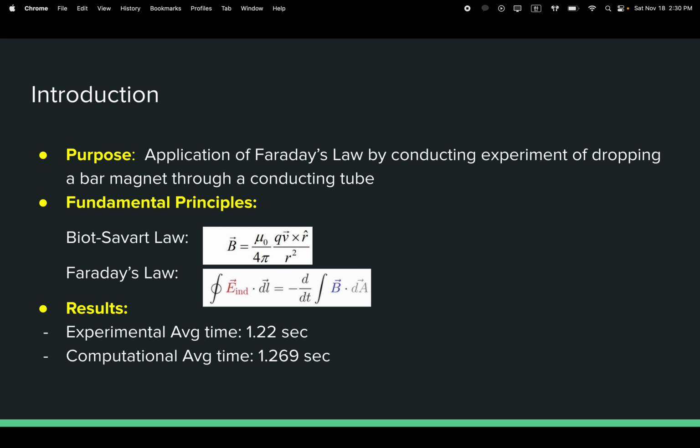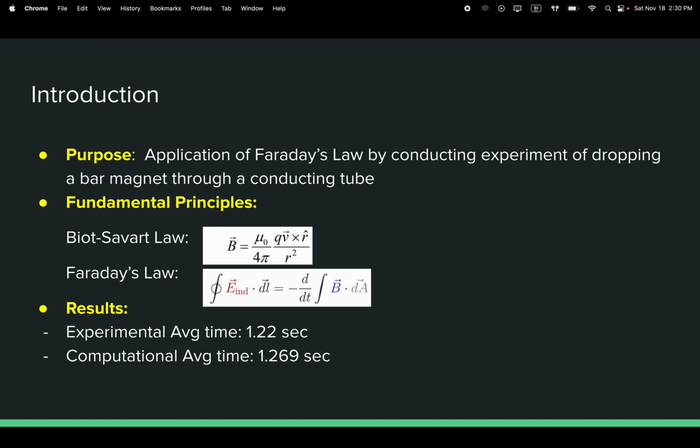The purpose of this lab is to apply Faraday's law by conducting an experiment of dropping a bar magnet through a conducting tube. There are two fundamental principles I'll be using. The first one is the Biot-Savart law, which calculates the B field, the magnetic field, and Faraday's law, which will be calculating the d flux dt, and we will use Faraday's law to calculate the magnetic force.